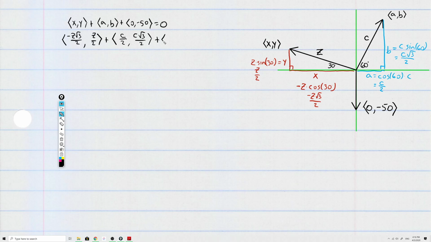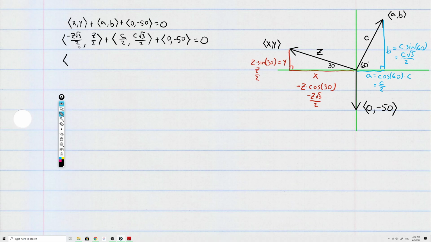Plus the vector 0, negative 50. So if I add these three vectors together, I get 0. Now we know how to add vectors if they're in component form. You just add the components together.